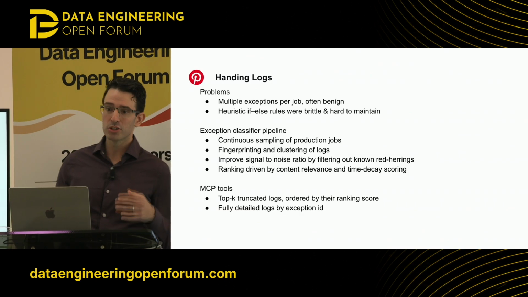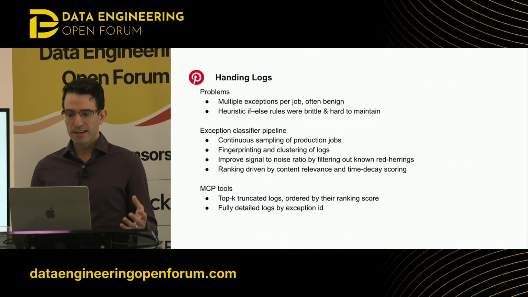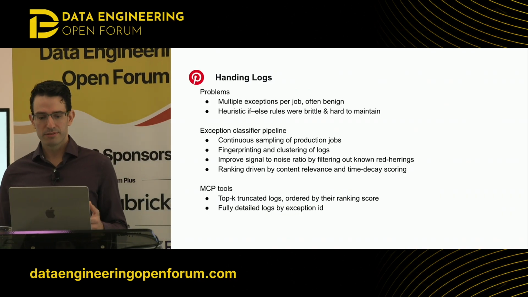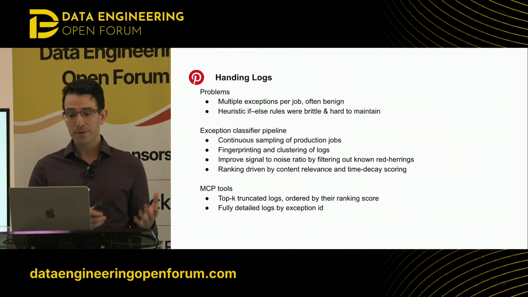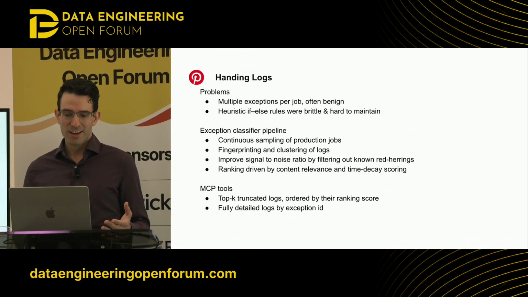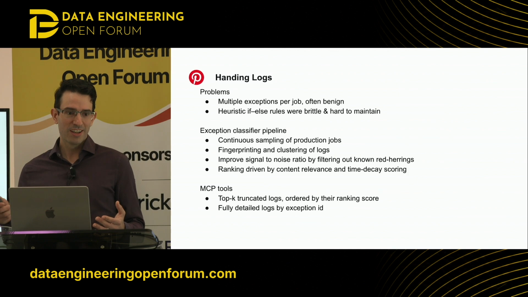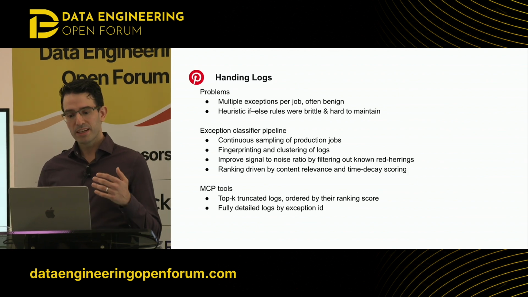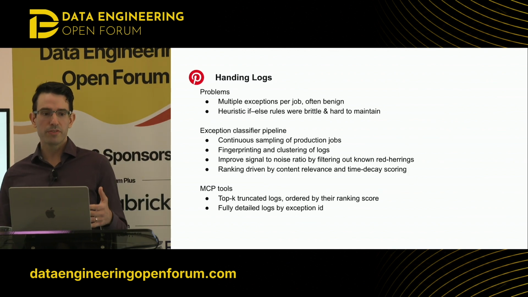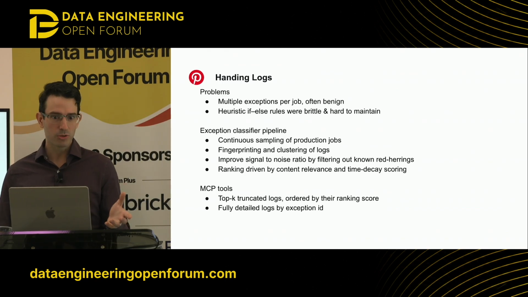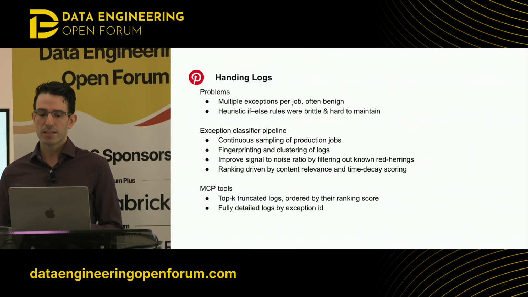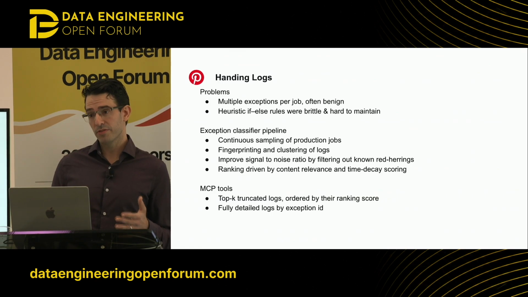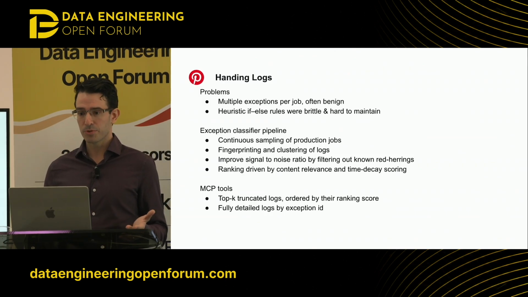removed the agent's ability to directly access logs and instead gave it 2 MCP tools. One was get top K truncated exceptions, which the agent would use initially, but then it would follow up with getting the full log details for a specific exception it found it needed to reason about. This resulted in an improvement to our signal-to-noise ratio and reduced the chance for the LLM to anchor its investigation with misleading exceptions.